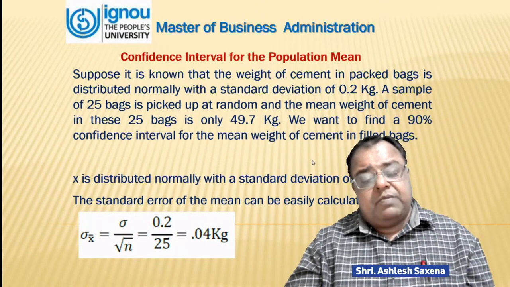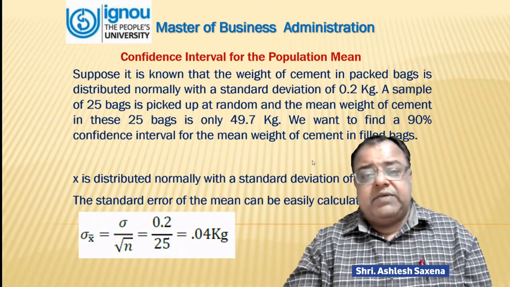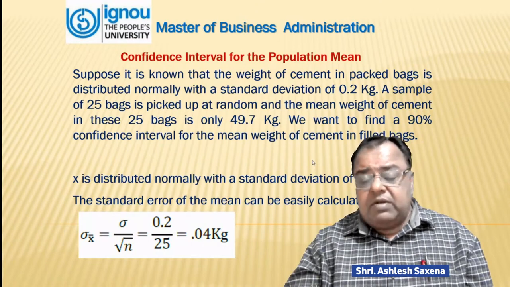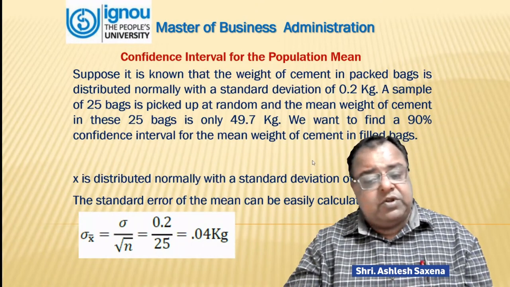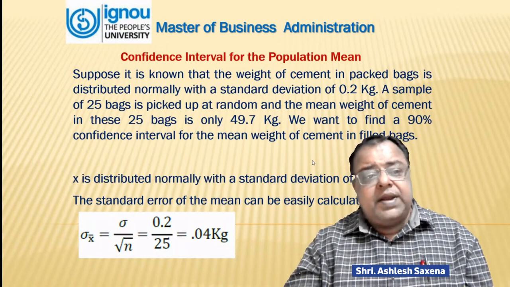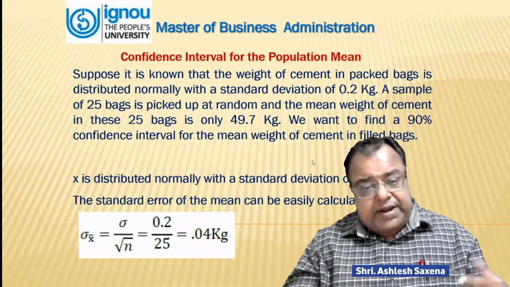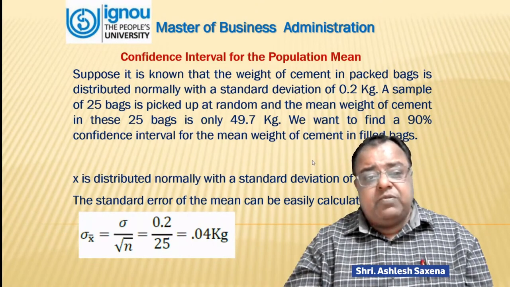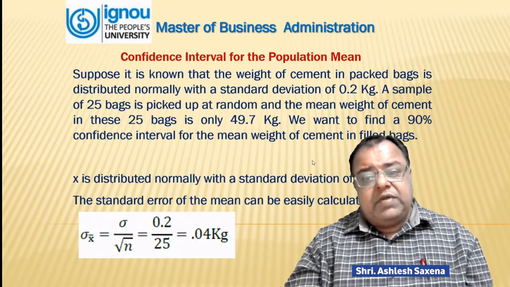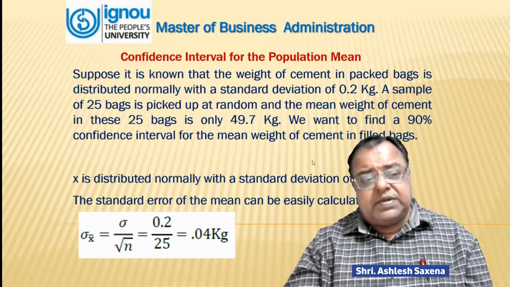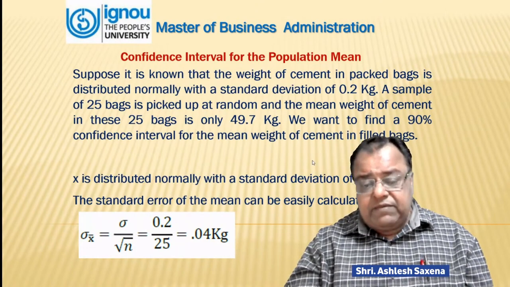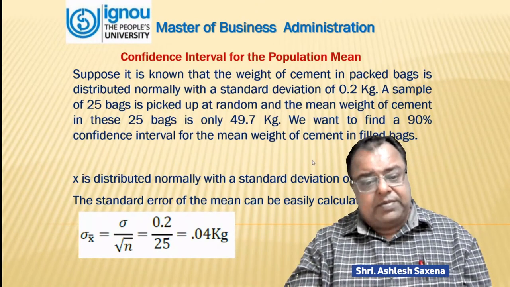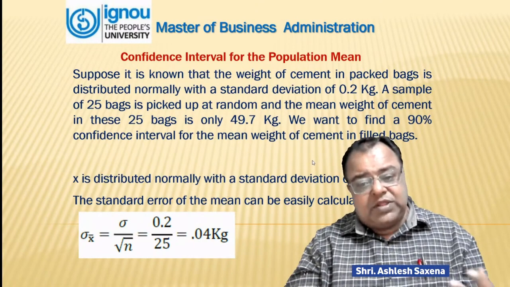Confidence interval for the population mean. Suppose it is known that the weight of cement packed in bags is normally distributed with a standard deviation of 0.2 kg. A sample of 25 bags is picked at random and the mean weight of these 25 bags is 49.7. We want to find a 90% confidence interval for the mean weight of cement in filled bags. This is a practical problem. We will see how we calculate all these values.